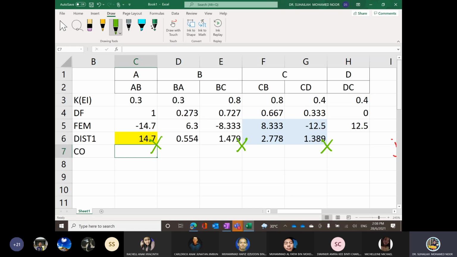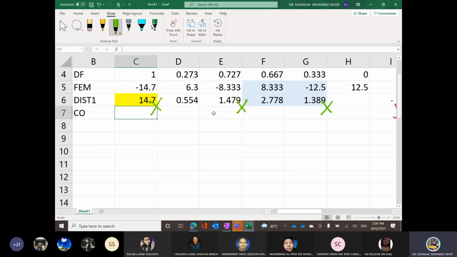The moment value at A that we need to carry to B comes from 14.7, and because B is internal, and internal is assumed as fixed, so for internal we always use 0.5. So it is 14.7 divided by 2. What is that? 7.35. Okay, this one is 14.7 divided by 2.